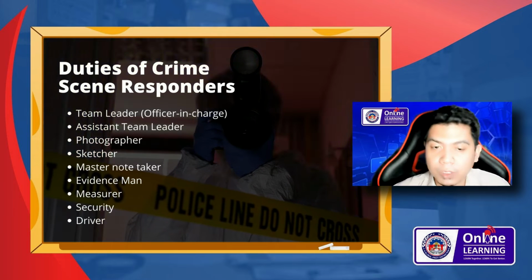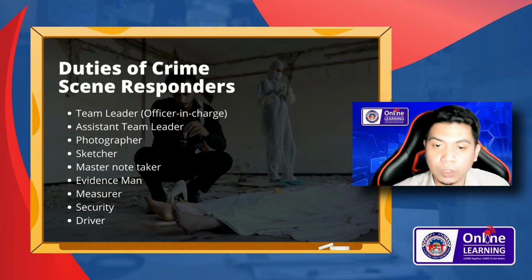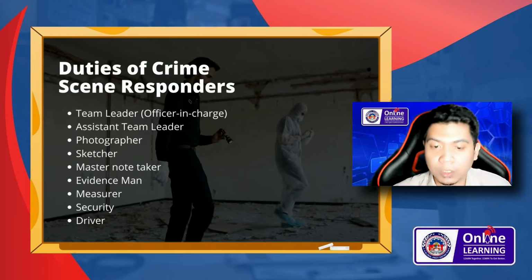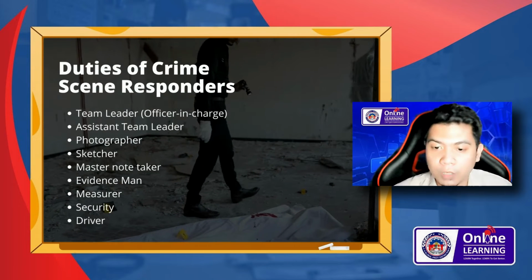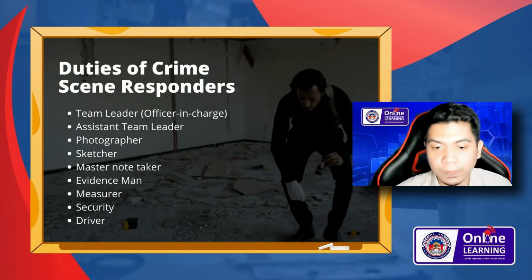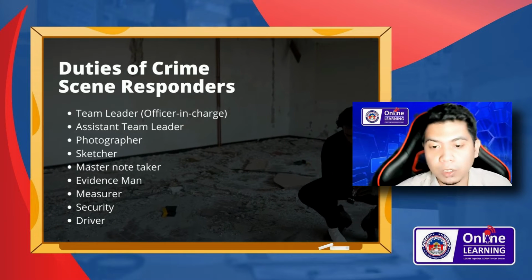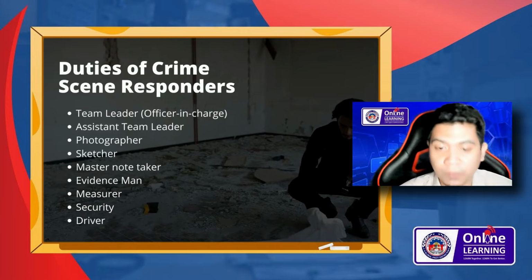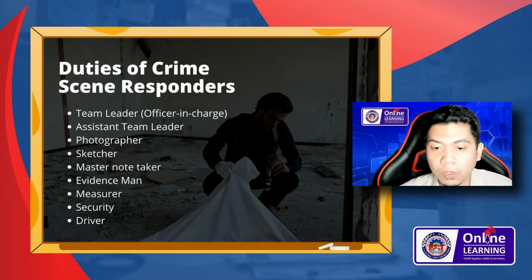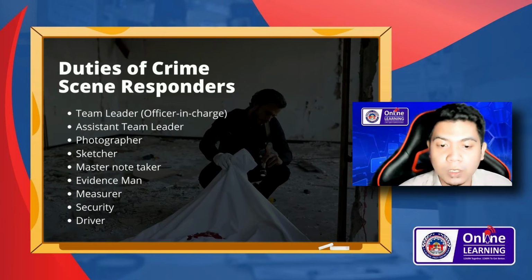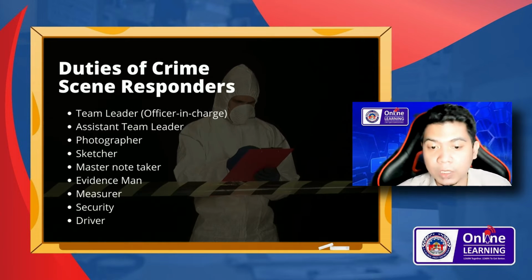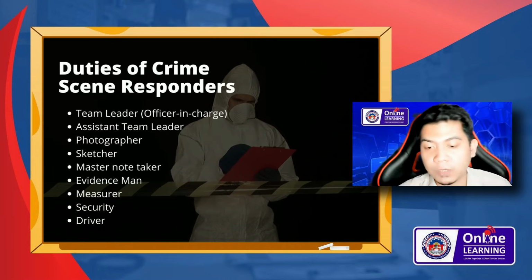So next we have here the master note taker, the one who writes down in shorthand all observations at the crime scene, such as weather condition, time of dispatch, and time of arrival at the crime scene, and other relevant data that should be noted. So next we have here the evidence man, the one in charge of the collection, preservation, and tagging of articles of evidence found at the crime scene. So next we have here the measurer, the one who makes all relevant measurements of the scene, such as the distance of the body of the victim to the firearm used, or in a motor vehicle collision, the distance of two vehicles to 2 points of reference.